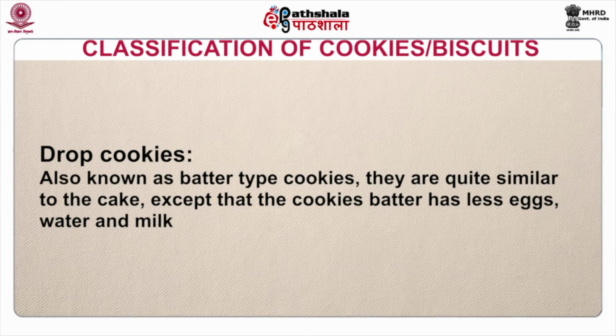also known as batter type cookies. They are quite similar to cake, except that the cookie batter has less eggs, water and milk. Drop cookie contains a high amount of fat, resulting in a smooth and soft consistency of the batter, so that it can easily be piped out through the nozzle. Drop cookies are soft and moist when baked. The consistency of the batter of drop cookies is thicker than cake batter and slightly more liquid than bread dough. Coconut cookies, peanut cookies and walnut cookies are examples of drop cookies.